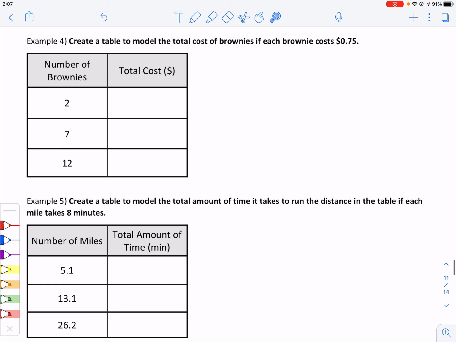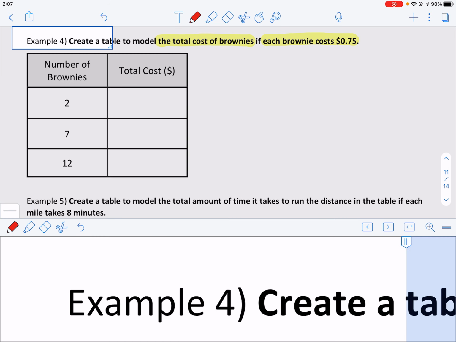I'm going to skip down to these ones where we have to use just the directions to fill in the table. For example, number 4 says make a table to model the total cost of brownies if each brownie is 75 cents. Okay, so they tell you the number of brownies that you're buying. I want you to tell me how much money it's going to cost you.